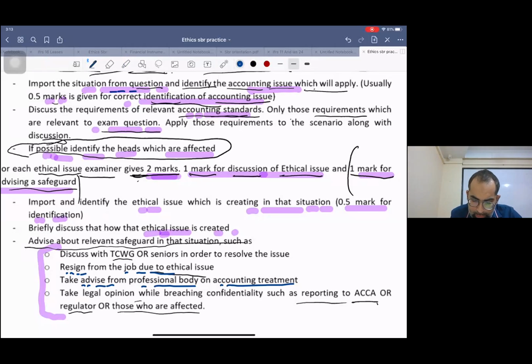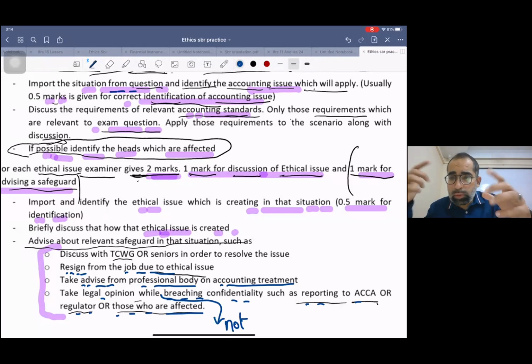Now, take a legal opinion while not breaching confidentiality, such as reporting to ACCA or the regulator. But keep one thing in mind: if you are going to disclose your company information in front of a lawyer, or take legal advice from somebody, be careful that you don't breach confidentiality, right? Because these are big limited companies, and if you leak out some big information, this may create problems for you as well.